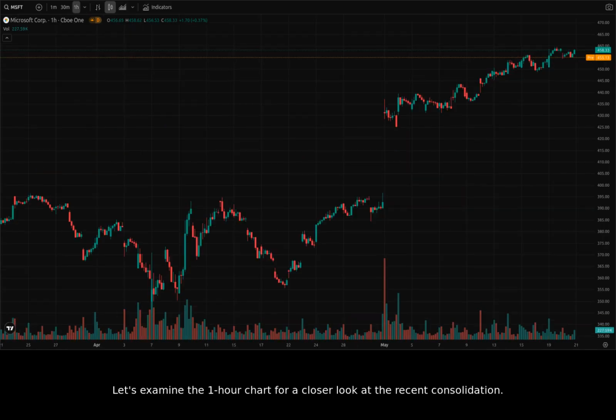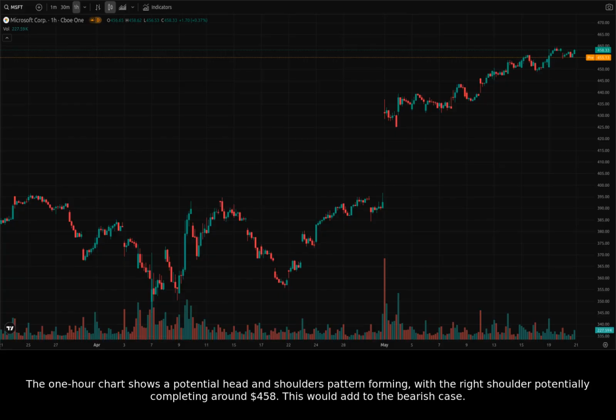Let's examine the 1-hour chart for a closer look at the recent consolidation. Here, we can see the choppiness in more detail. The hourly candles show significant indecision. If we look at the area around May 19th, the candles are starting to form what could be a reversal pattern. The 1-hour chart shows a potential head and shoulders pattern forming, with the right shoulder potentially completing around $458. This would add to the bearish case.